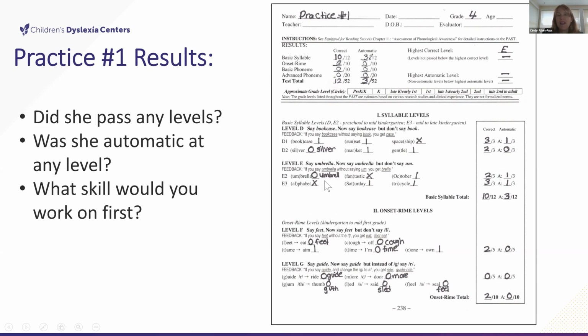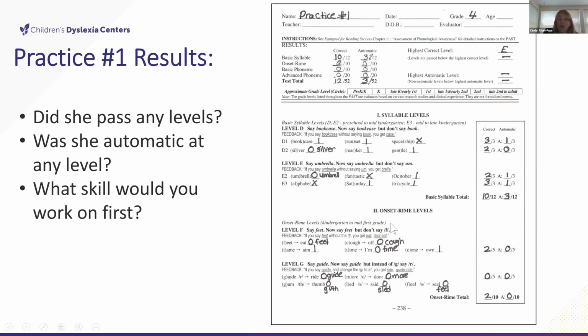Looking at level E, E2, she had fantastic automatic. October was correct. So 2 out of 3 correct, 1 out of 3 automatic. For E3, she was automatic with alphabet, correct with Saturday, correct with tricycle. 3 out of 3 correct, 1 out of 3 automatic. Then I looked at the totals. She had 10 out of 12 correct at the basic syllable level, 3 out of 12 correct at the automatic level.